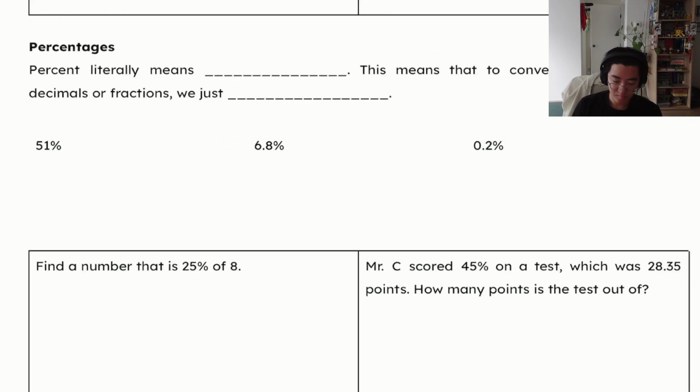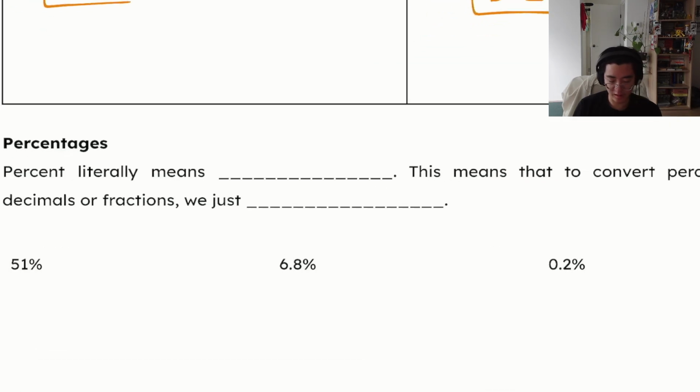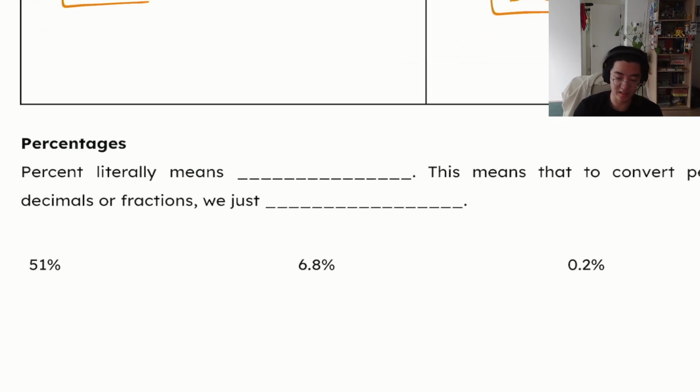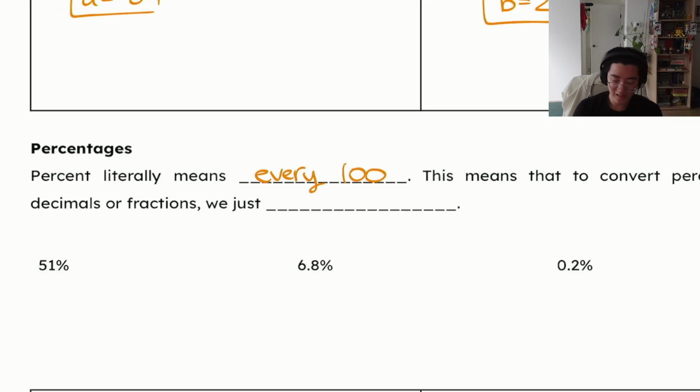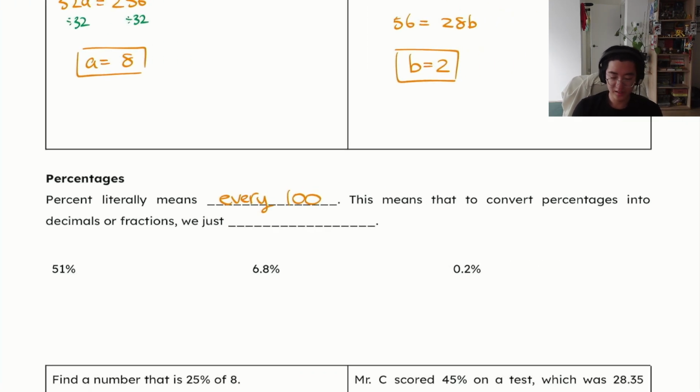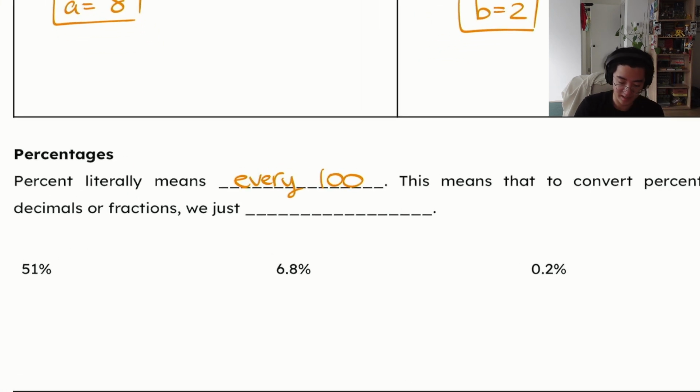Alright, so this is, again, just a quick little spiel about percentage. We talked a little bit more about it last time. Percent literally means over 100, every 100. Per. So I feel like my banana is like 4 bucks per pound. That's still kind of expensive, actually. So dollars per pound. It's every 100. So to convert percentages into decimals or fractions, we just divide by 100.